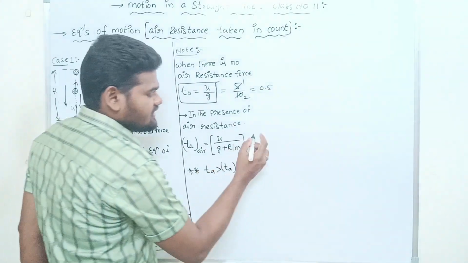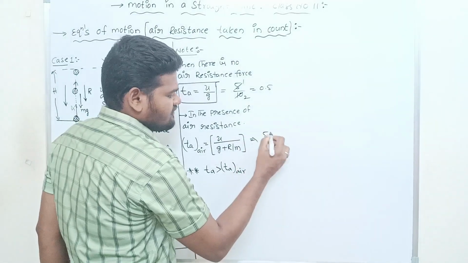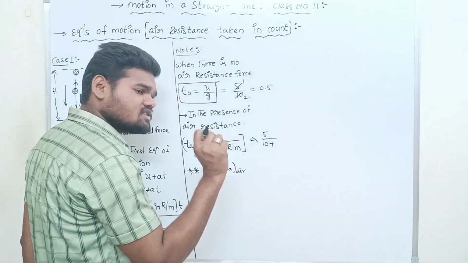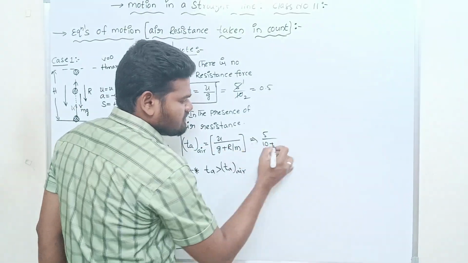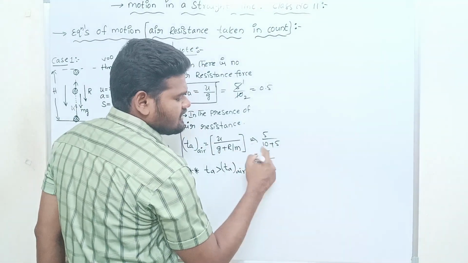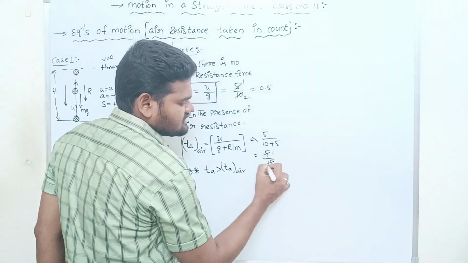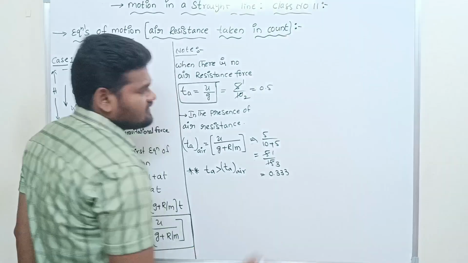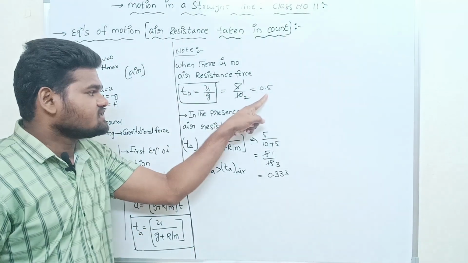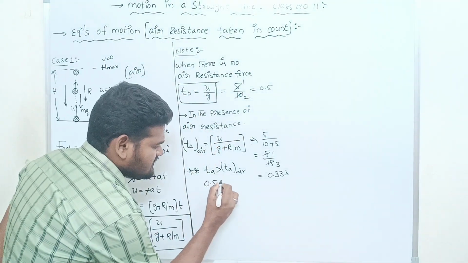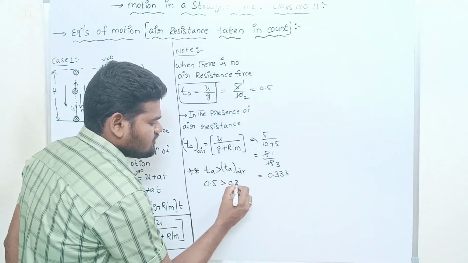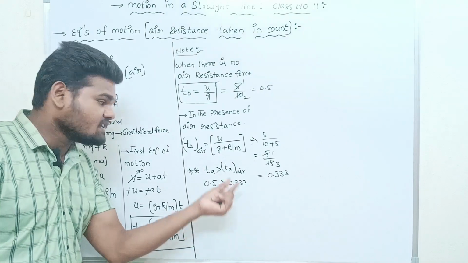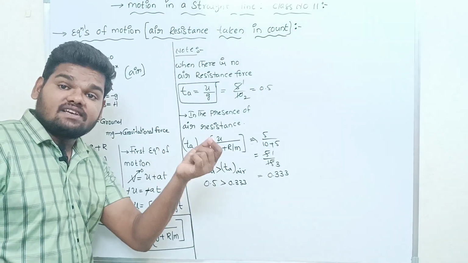Okay, so if you come to here, what is the value of u we have taken? 5. So what is the value of g? 10 plus, let us consider r by m, just for example, taking a value of 5. So 5 by 10 plus 5, how much? 15. 5 by 15 is, okay, you will get 0.333. Are you getting? TA is equal to 0.5, which is greater than TA in air, which is how much? 0.333.